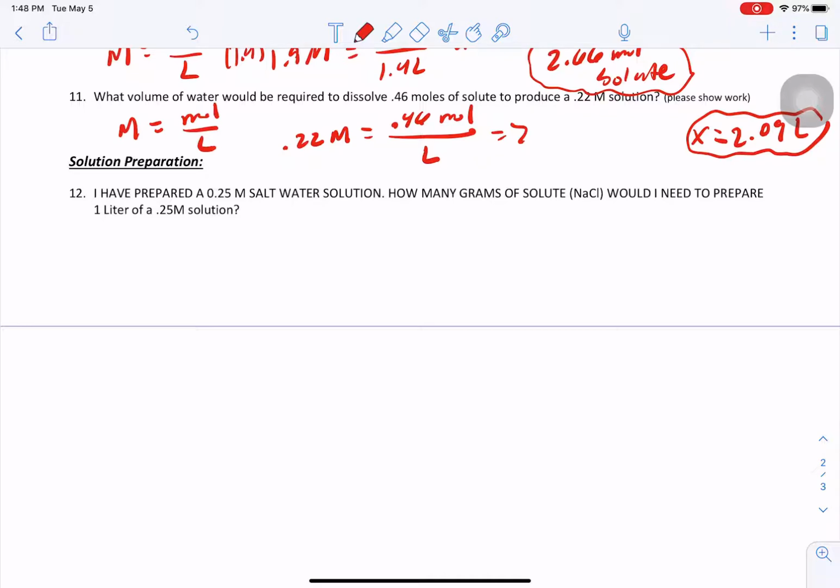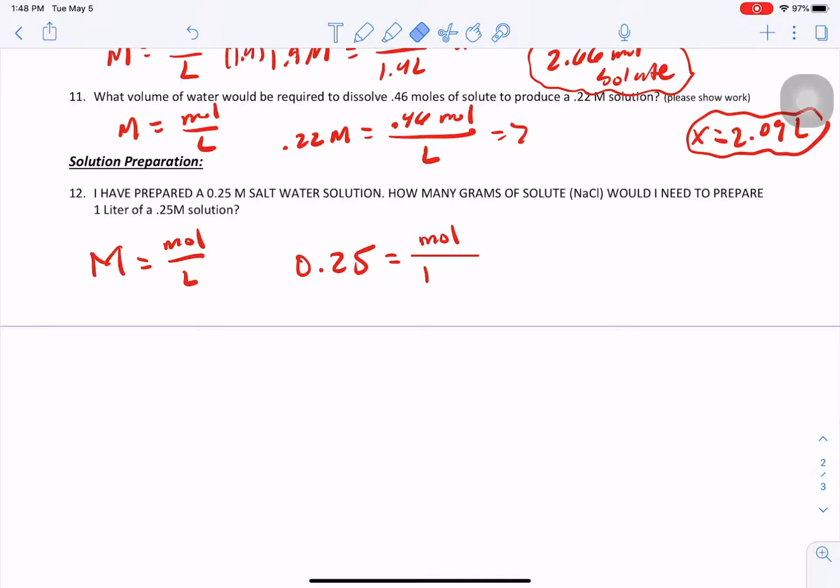Okay, so let's write down what we have. We have our liters of solution and we have our molarity. So we know that big M is equal to moles of solute divided by liter of solution. We have big M, so we have 0.25. We don't have the moles, so I'm going to leave that as MOL. And then we have a 1 liter solution. I'll leave off the unit of measurement.